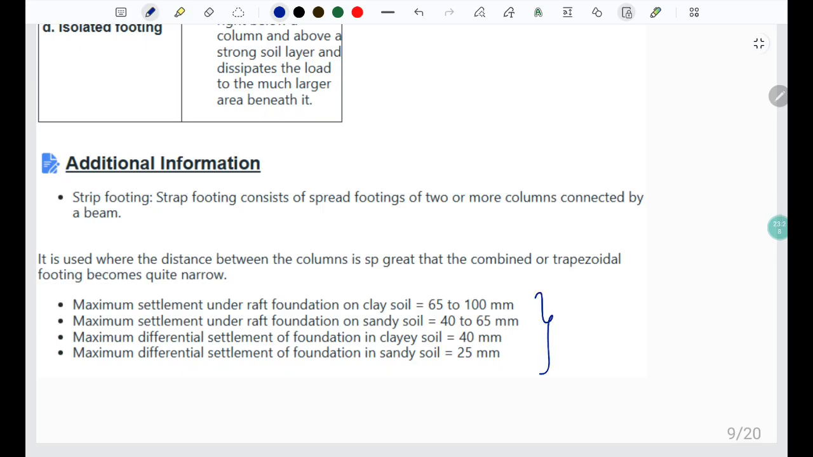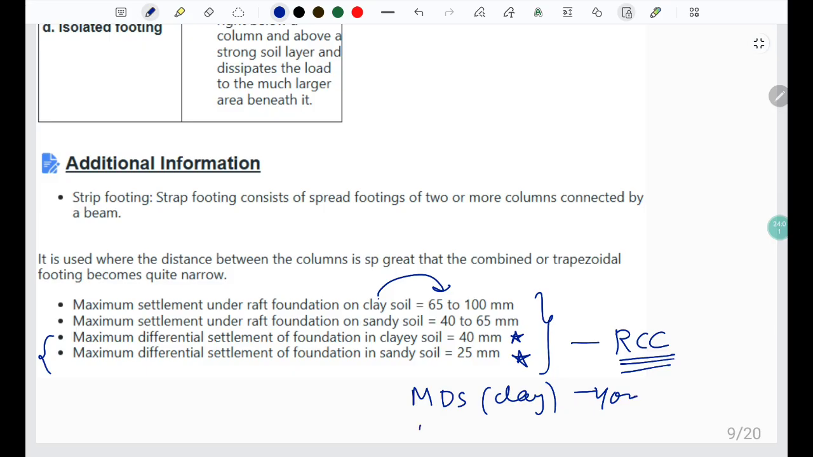Then we have the settlement for different types of foundation, where for a raft foundation we have 65 to 100, for sandy we have 40 to 65, for the maximum differential settlement for clay is 40, and for the sandy is 25. Actually, I believe this question is from RCC rather than Geotech, because these values are often asked. What is the maximum differential settlement in clay soils? It is 40 mm. What is the maximum differential settlement in the sandy soils? It is 25 mm. It is asked in RCC often.